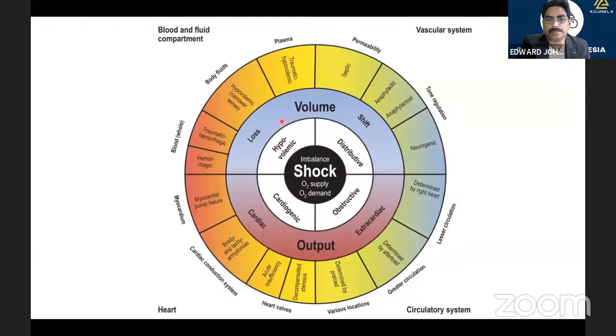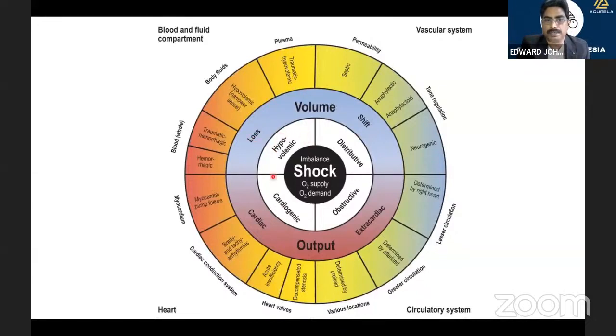Coming to hypovolemic shock, here it is concerned with volume, but the volume is lost. It may be blood loss or body fluid loss or plasma loss. Blood loss as in trauma or PPH, body fluid loss in vomiting, diarrhea and dehydration, and plasma loss in the case of burns. So ultimately the volume is lost.